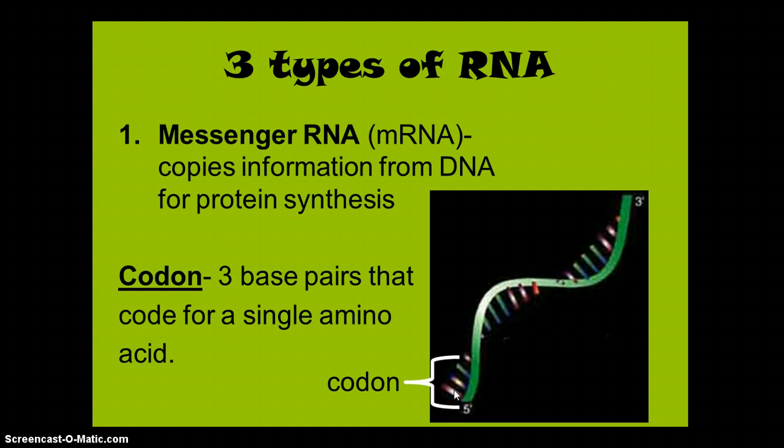Now, for an example, A, U, G will be 3 nucleotides, and that's actually what starts out every single protein synthesis, or every single protein. It starts off with AUG, that's our start codon, and AUG actually codes for MET.